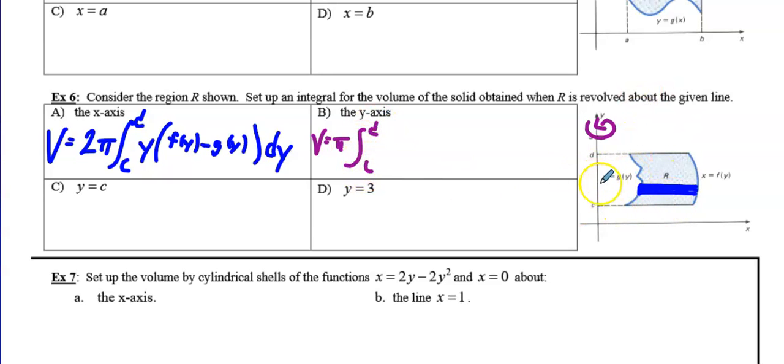And so now we need a big R and a little r. So big R is going to be f of y minus x equals 0, right? This is x is equal to f of y.